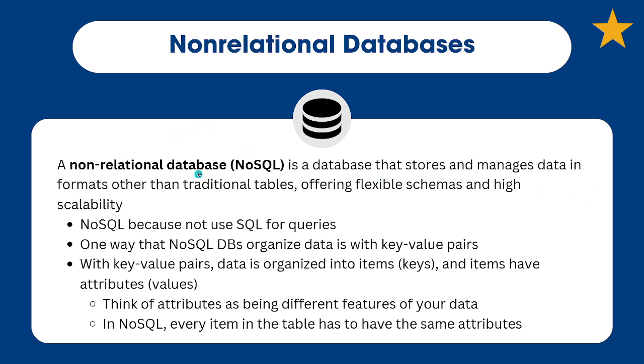So non-relational databases, they don't use that SQL language, because that's only for the table based databases, or the SQL or relational. Because they don't use SQL, we call them NoSQL or non-relational. So it's a database that stores and manages data in formats other than traditional tables, offering flexible schemas. Schemas are how you kind of shape the data. So in a table, they're shaped in rows and columns. In NoSQL, it's going to use a variety of different ways to organize the data. It's still going to remain highly scalable though, right? Because we're running it on the cloud.